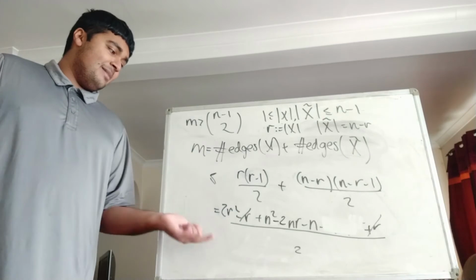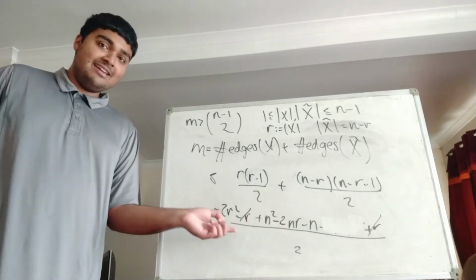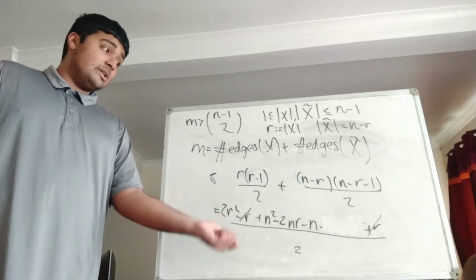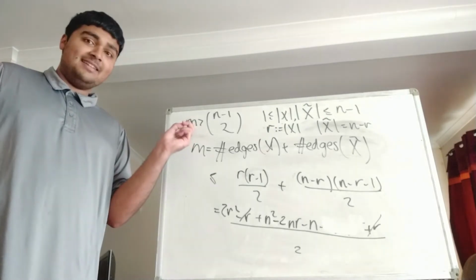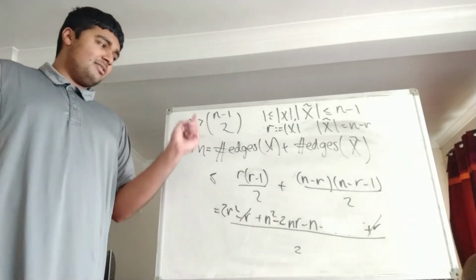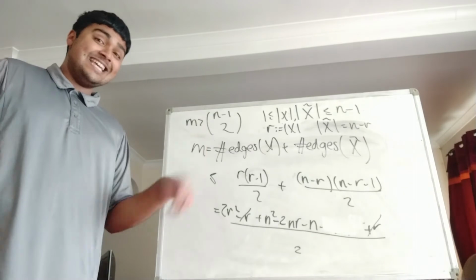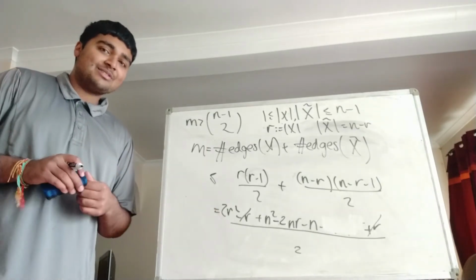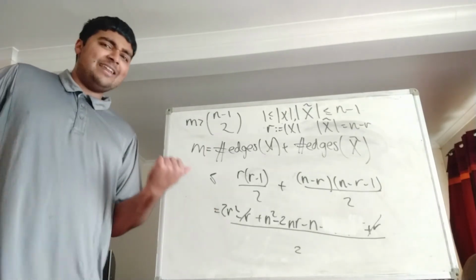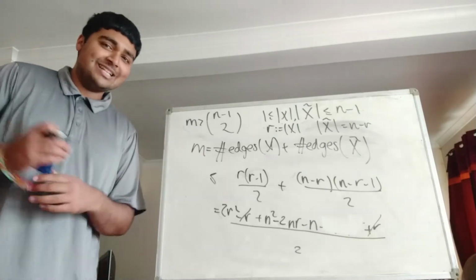So we've shown that m is at most this guy here, but essentially what we want to do now is show, because we know that m is bigger than n minus 1 choose 2, that satisfying both of these inequalities here is impossible, and that will allow us to arrive at our contradiction. Anyway, let me clean up the whiteboard and we'll continue.